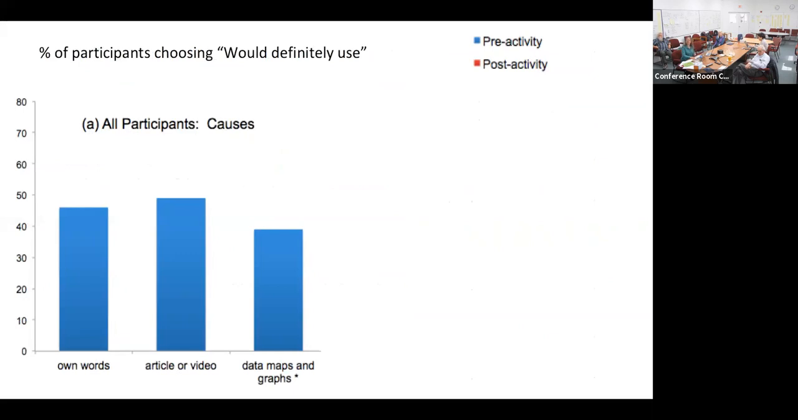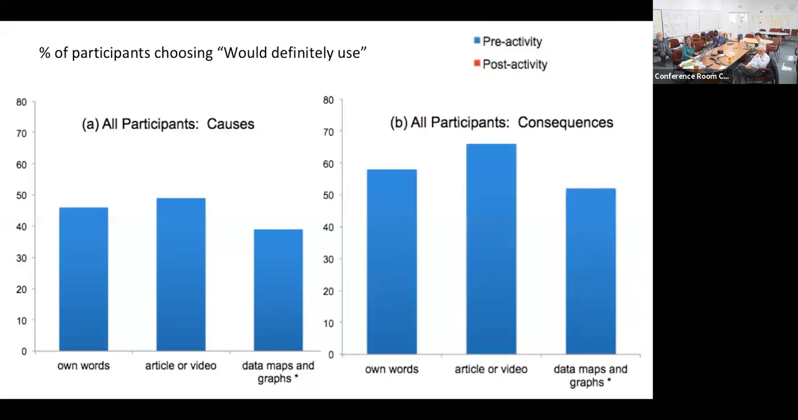So what we're going to look at in the data is the percentage of participants choosing would definitely use. And first we'll look at pre-activity and then post-activity, pre in blue. So pre-activity, there wasn't that much difference, but data maps and graphs was the least likely to be chosen by all the participants on the causes of climate change questions, and data maps and graphs was the least likely to be chosen on the consequences. So they're much more likely to either try to use their own words to persuade through their own reasoning, or to appeal to authority through an article or video before they engage with the set of maps.